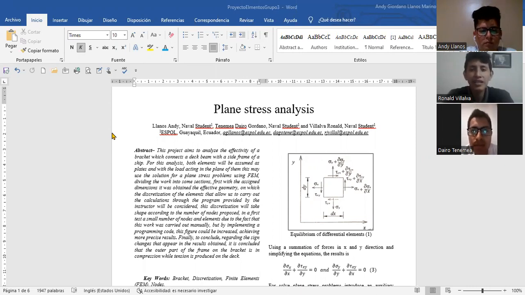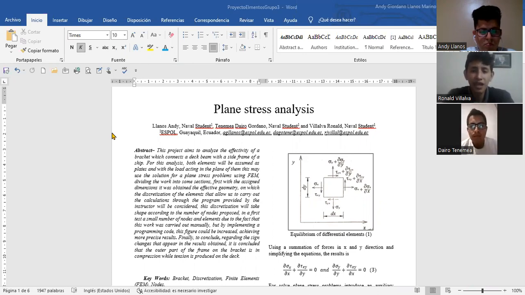Here we get the equivalent geometry from a deep ship structure, and we're going to consider discretization according to the geometry. And with this discretization, we're going to use the program provided by the instructor to solve and obtain the stress.